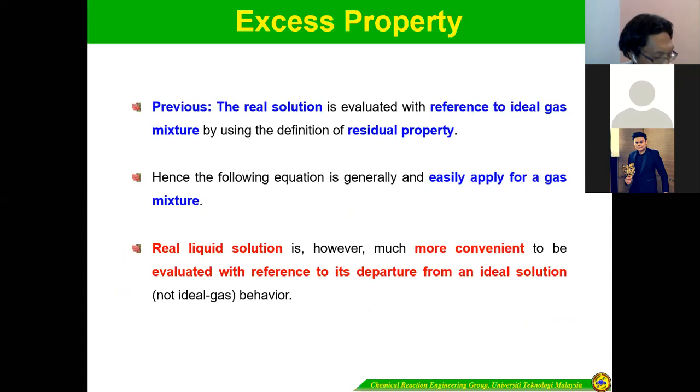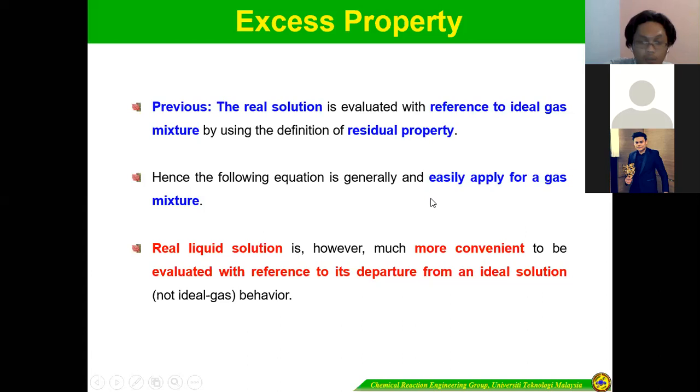Mostly that one is for the gas phase, not the mixture, only for one component or one phase. Hence, the following equation is generally and easily applied only for the gas mixture, the residual. A real liquid solution is, however, much more convenient to evaluate with reference to its departure from an ideal solution. So for the liquid solution, we calculate the departure from the ideal solution, which is the reference.